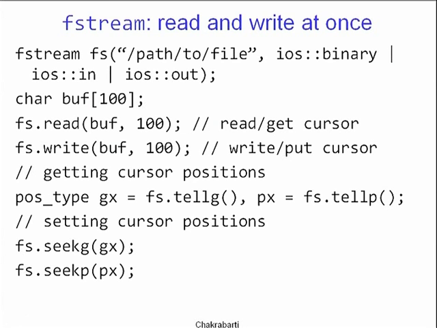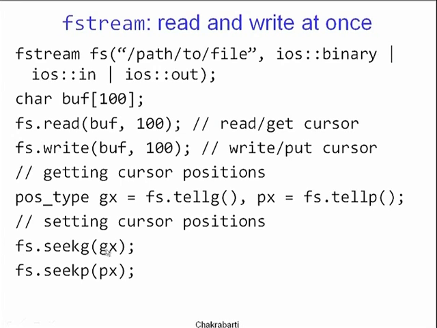Pos type is either 64 bits or it's 32 bits. You don't have to know. It's an offset of a byte in a file. Just like ints are used to index into vectors, pos type is used to index into files to get a byte. And finally, you can also set the cursor positions by saying seekg, seek to the following position. Go to gx, or seekp, position the put cursor to px, where gx and px have to be pos type.